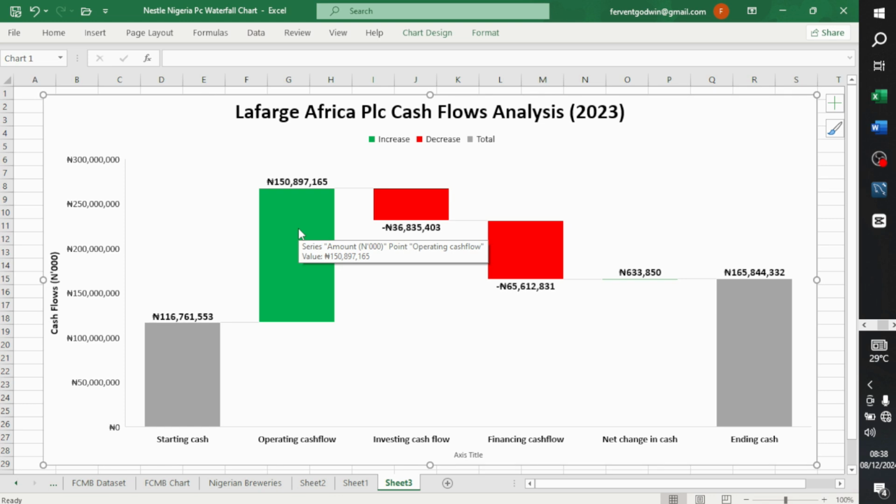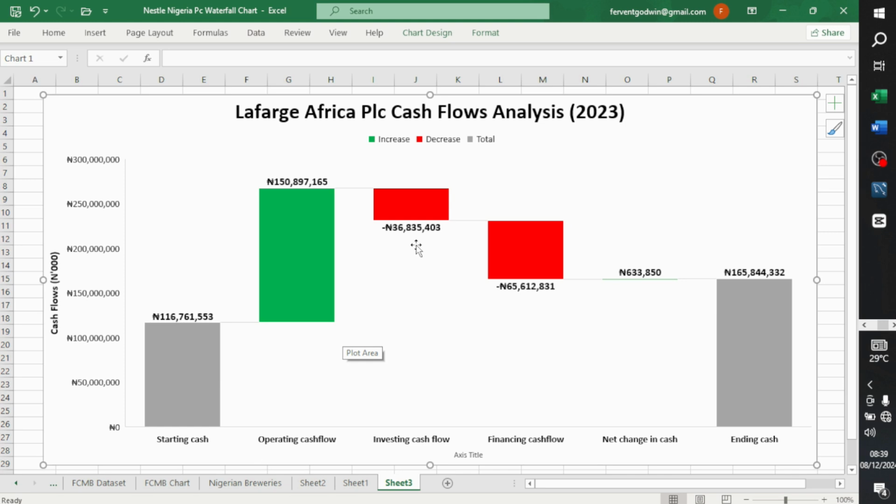One of the major competitors of Lafarge Africa, I'll just mention two. Dangote is a big competitor in the industry, and BUA is also a big competitor in the industry. I just wanted to mention that, based on the fact that they are also large producers of cement, and they cover several regions in the country. Let's move to the investing cash flow.